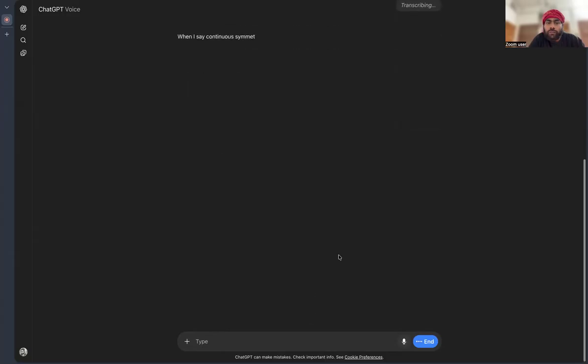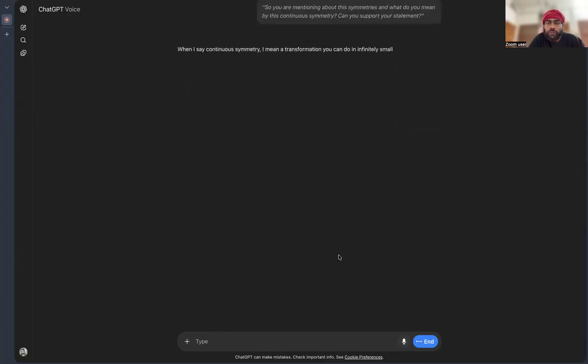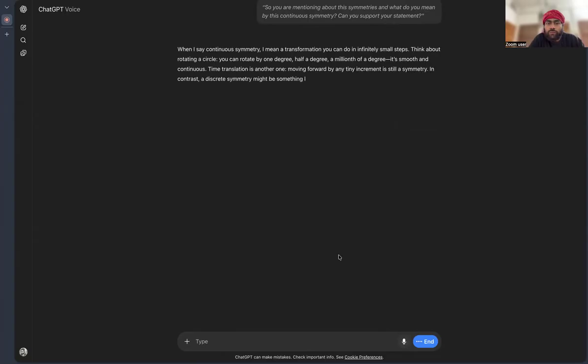When I say continuous symmetry, I mean a transformation you can do in infinitely small steps. Think about rotating a circle. You can rotate by 1 degree, half a degree, a millionth of a degree. It's smooth and continuous. Time translation is another one. Moving forward by any tiny increment is still a symmetry. In contrast, a discrete symmetry might be something like flipping a shape. There's no gradual flip. Noether's theorem works with these continuous symmetries because they tie directly to smooth differentiable transformations.